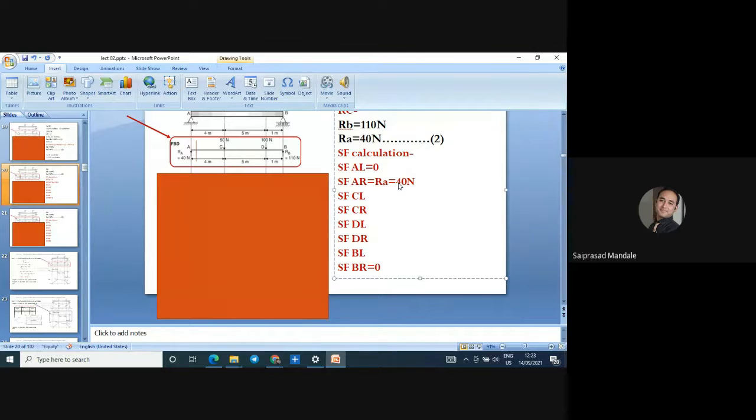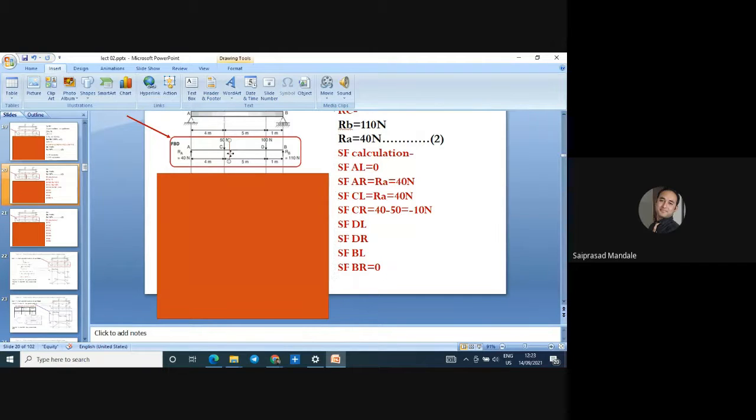Next, C. The point is left of C. There is nothing, only RA is acting at C, so I am putting the value of RA as it is. Now right of C. So RA and at point C there is a 50 kilonewton. Here it is 40 kilonewton moving upward, that is positive, and minus 50 kilonewton is coming downward. So 40 minus 50 is minus 10 Newton acting on that structural member.